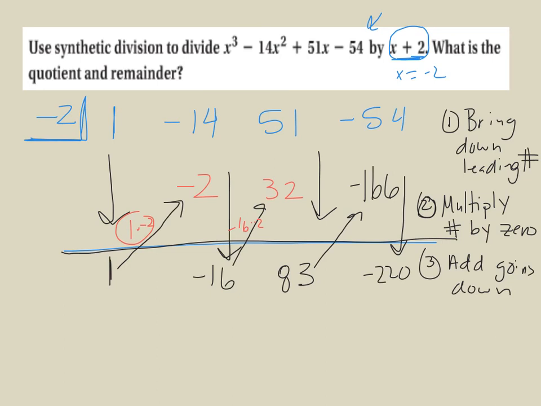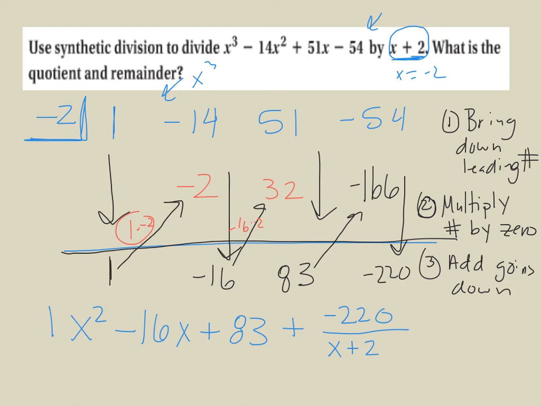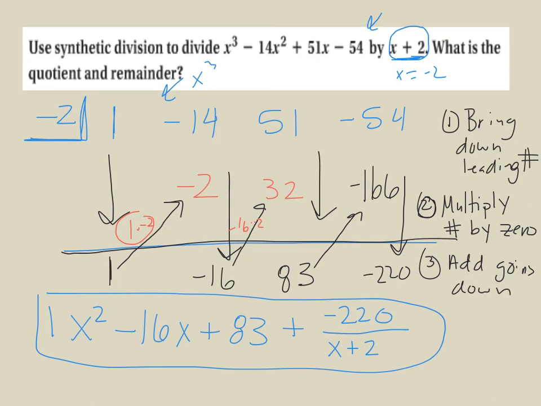So what do these numbers represent? Right away, when I look at the numbers, I started with x cubed. Once you divide, these numbers are still the numbers out in front, but this becomes x squared. So this would be 1x squared minus 16x plus 83 plus, again, this is your remainder, negative 220 over whatever you divided by. In this case, it was x plus 2. So this is using synthetic division. And no, this is not a factor because this is going to be my remainder right here. Whatever does not perfectly end up as 0.